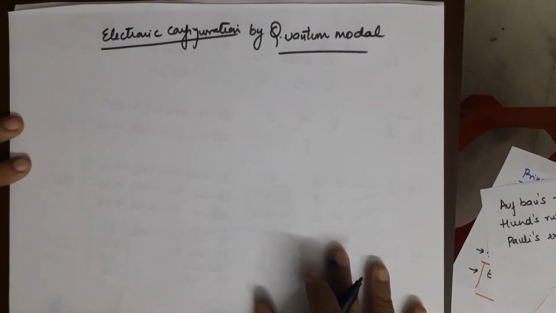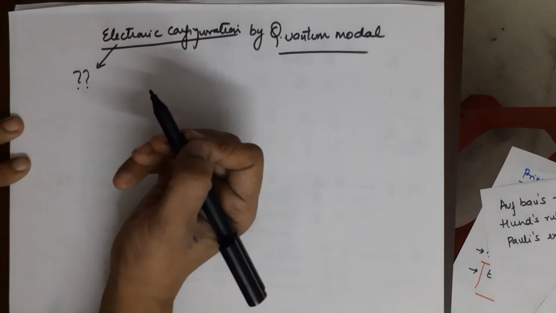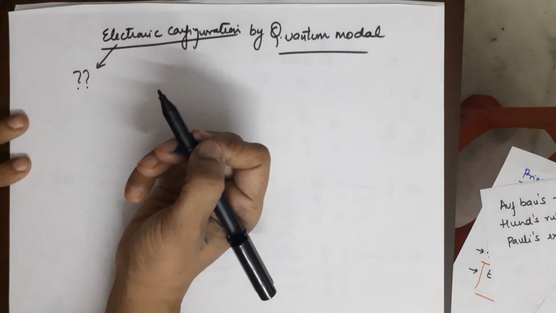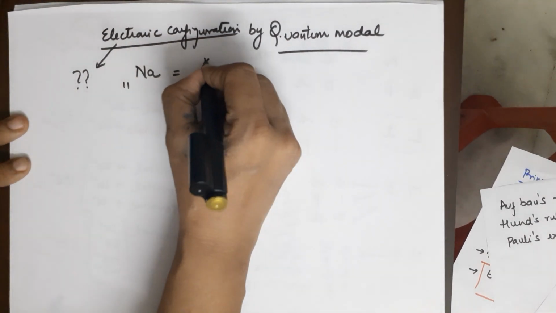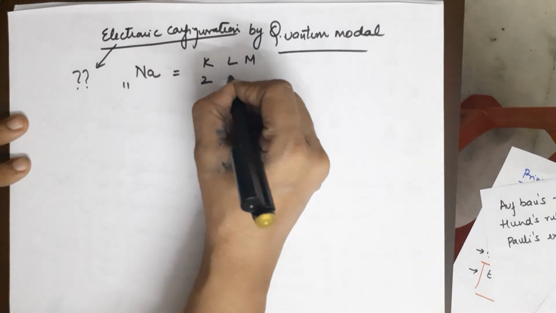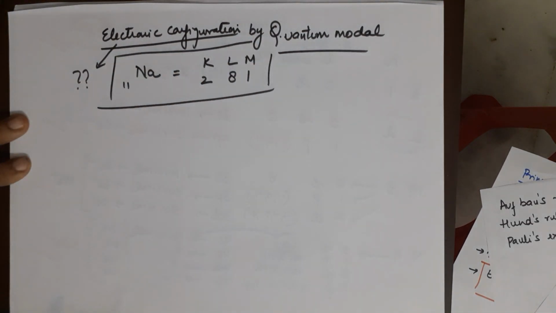Now, before I conclude the class, the agenda is how are you going to write the electronic configuration? For example, I take sodium. The atomic number is 11. By Bohr's model, this is what you used to do: 2, 8 and 1, that's it. Over. That is applicable up to class 10th.